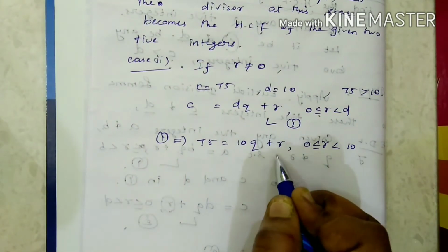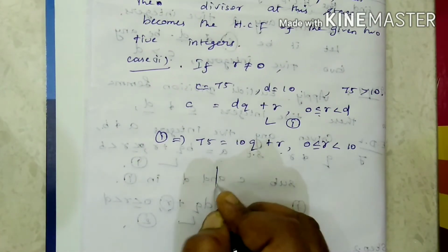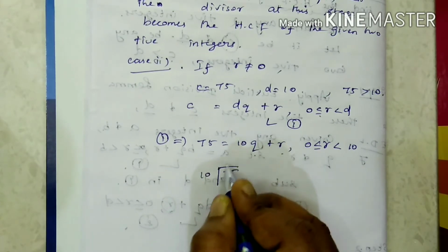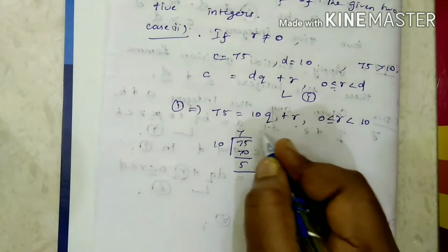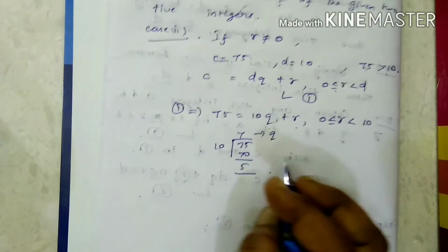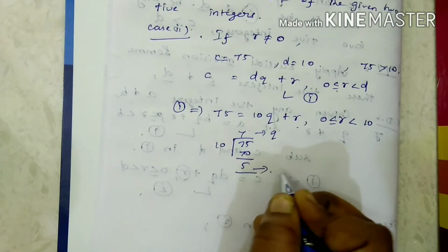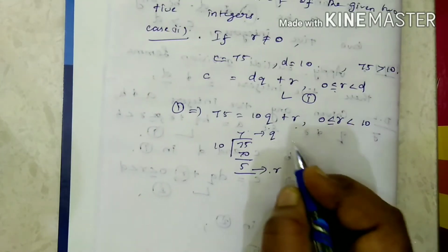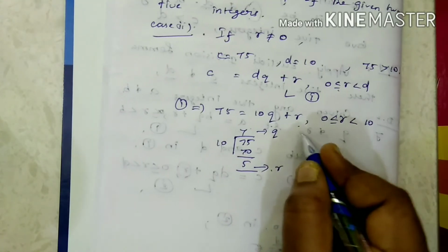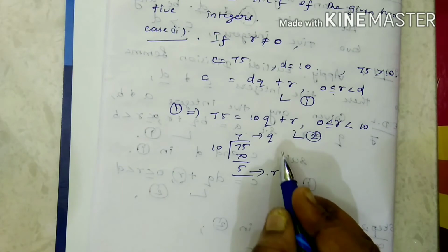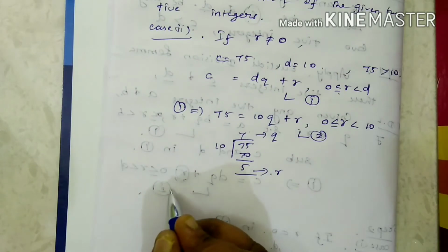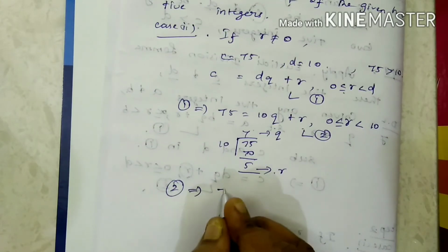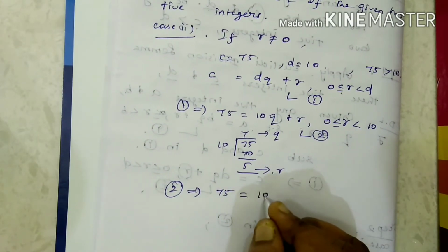Now in order to find the values of Q and R, we have to divide this 75 by 10. So 7 times, and we get the remainder as 5. This is the value of Q, we know quotient, and this is the remainder, this is the value of R. So substituting these two values of Q and R, keep this as equation 2. Then equation 2 implies 75 equal to 10 into 7.